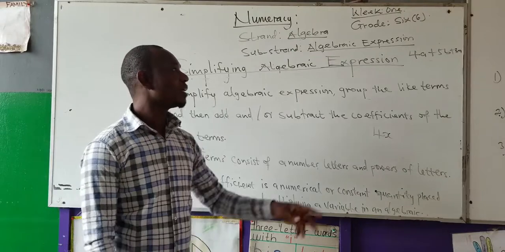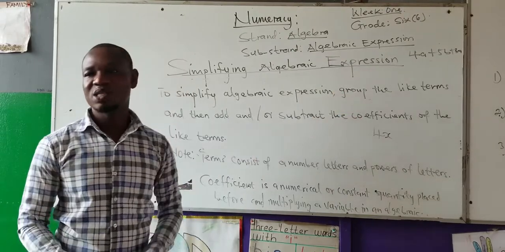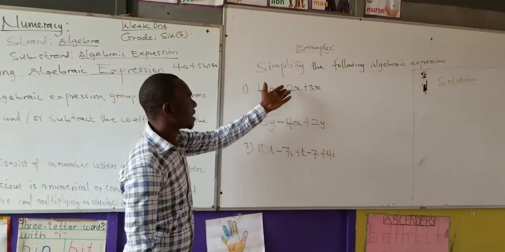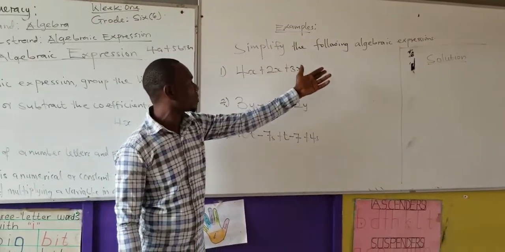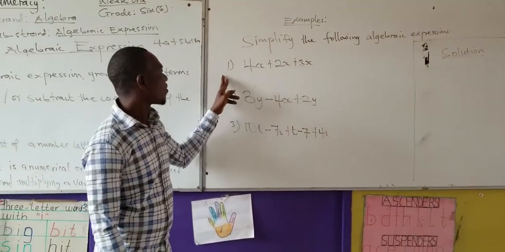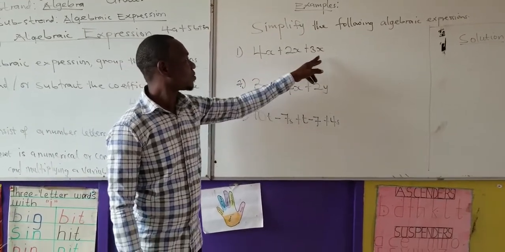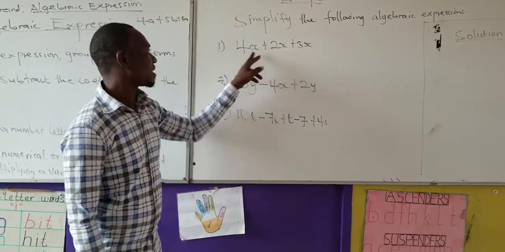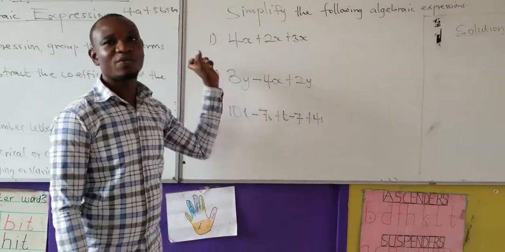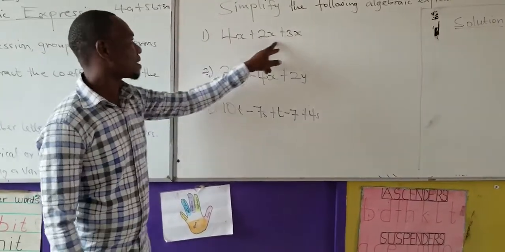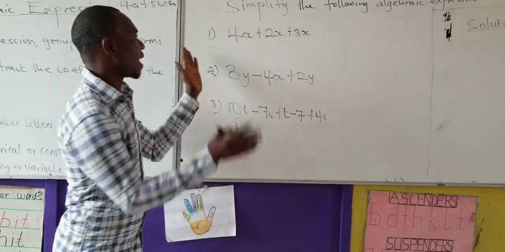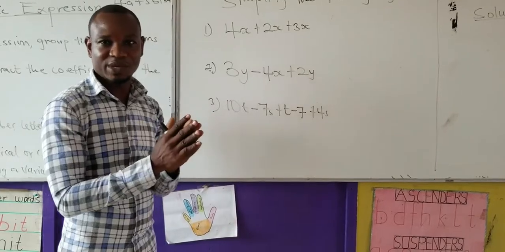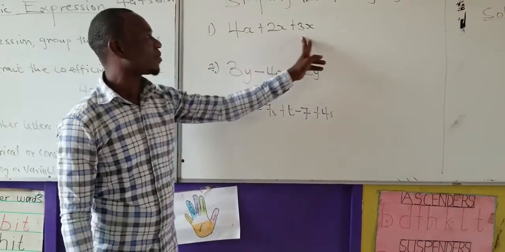Now here we are looking into details. How do we simplify algebraic expressions? So here we are going to look at some examples. Simplify the following algebraic expressions. Number 1, 4x plus 2x plus 3x. Remember I told you that those numbers that are multiplying the alphabets are called coefficients. And then the alphabets are called what? Variables. So when they are put together with addition and subtraction signs, then they form what? The algebraic expression. So here we are going to simplify it.